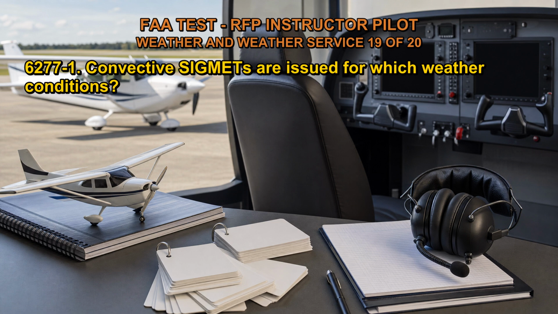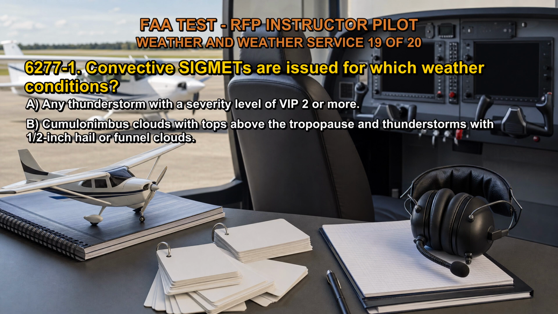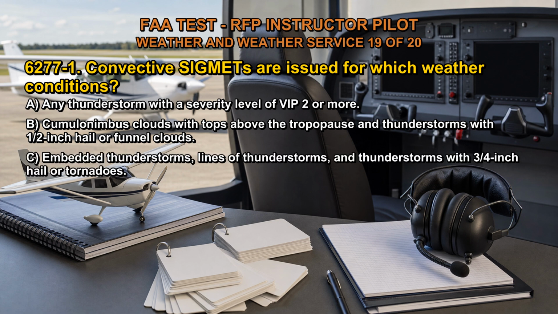6277-1. Convective SIGMETs are issued for which weather conditions? A. Any thunderstorm with a severity level of VIP2 or more. B. Cumulonimbus clouds with tops above the tropopause and thunderstorms with half-an-inch hail or funnel clouds. C. Embedded thunderstorms, lines of thunderstorms, and thunderstorms with 3/4 inch hail or tornadoes.